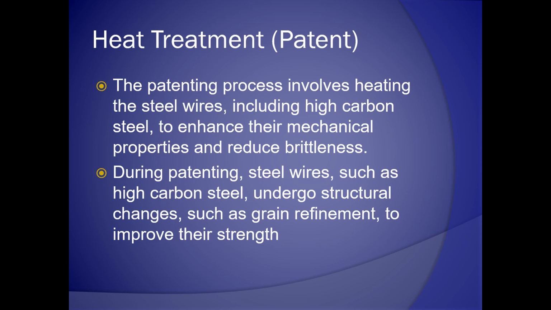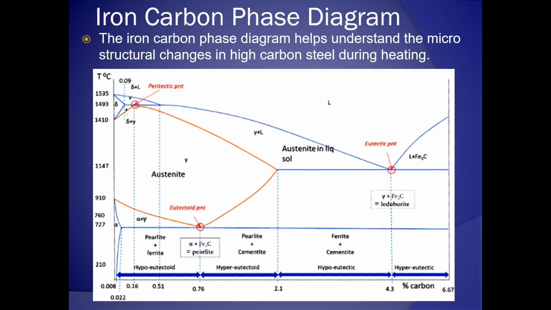Iron-carbon phase diagram. The iron-carbon phase diagram is a fundamental tool in understanding the microstructural changes that high-carbon steel undergoes during heating. Different phases such as ferrite, austenite, cementite, pearlite, and martensite play crucial roles in influencing the steel's properties. This diagram provides insights into the transformations occurring in the material at varying temperatures and carbon concentrations.